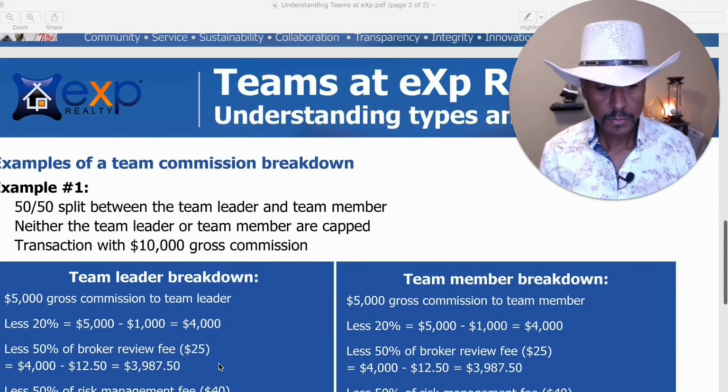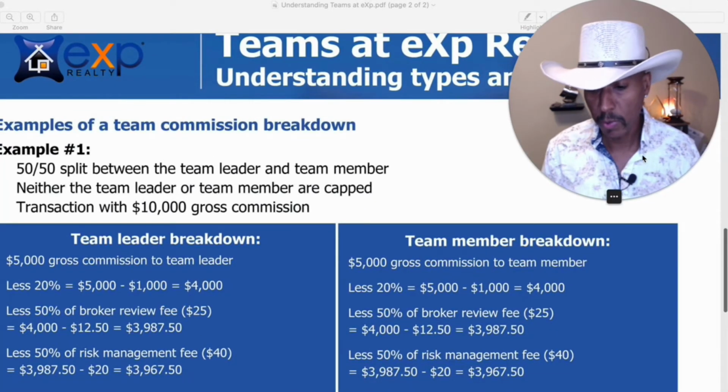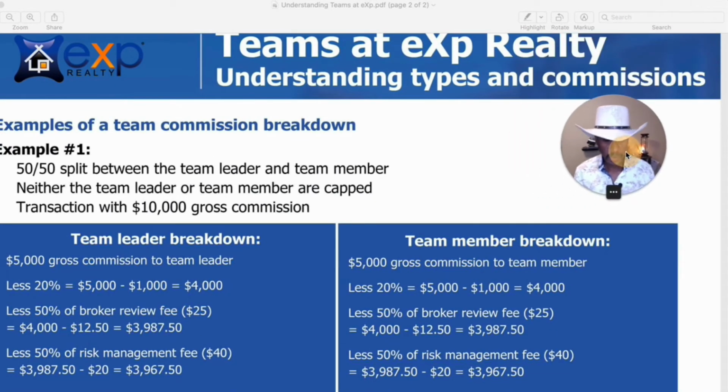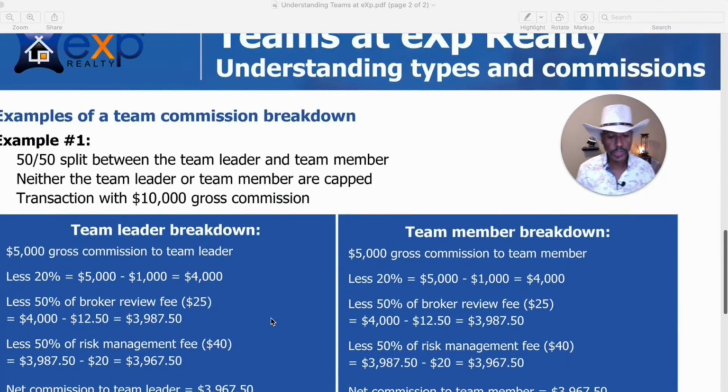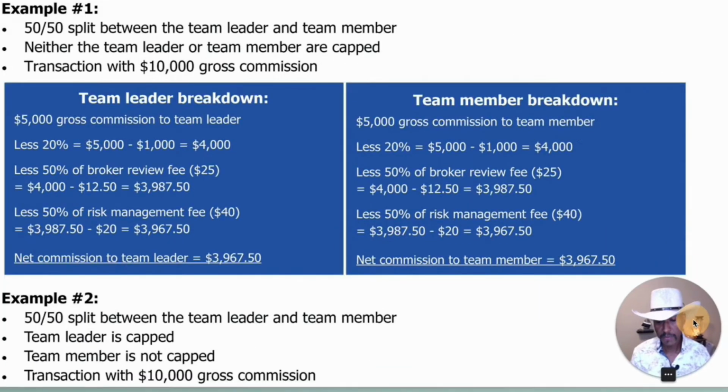Now, what does this mean? Let's look at a couple examples, okay, and then we'll wrap this up. So I'm gonna show you two examples. Example number one, let's say for example you have a 50-50 split between you being the team leader and your team member, okay? Now neither the team leader or the team member have cap. This is the scenario. And the transaction is with a $10,000 gross commission. So here is how that would be split out. You can see the math how it is.